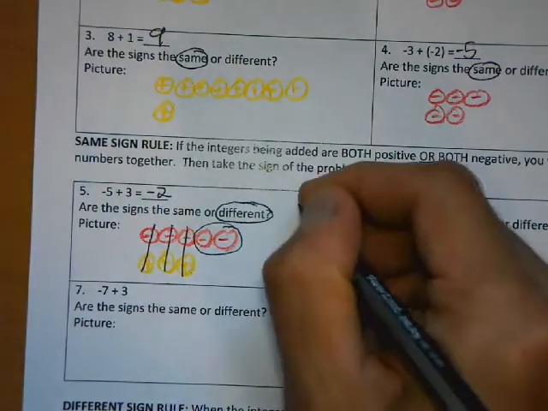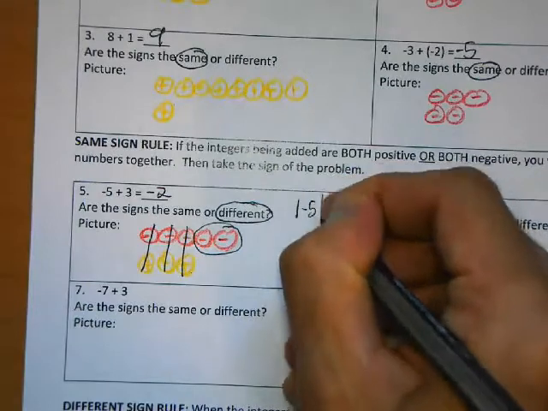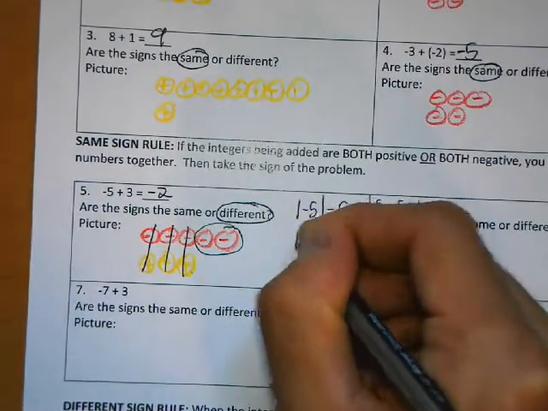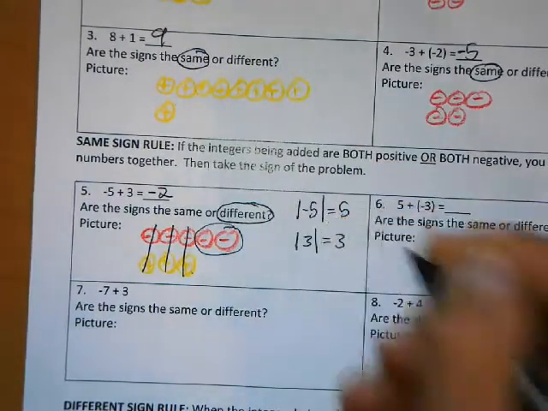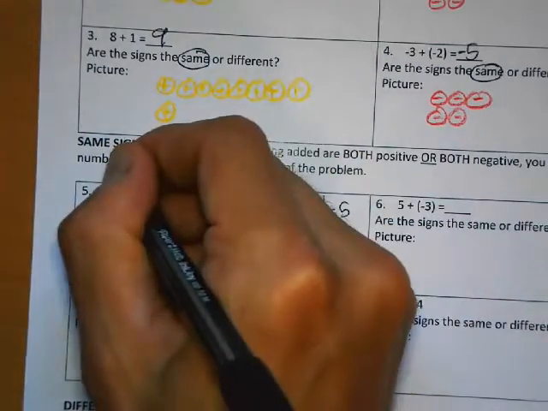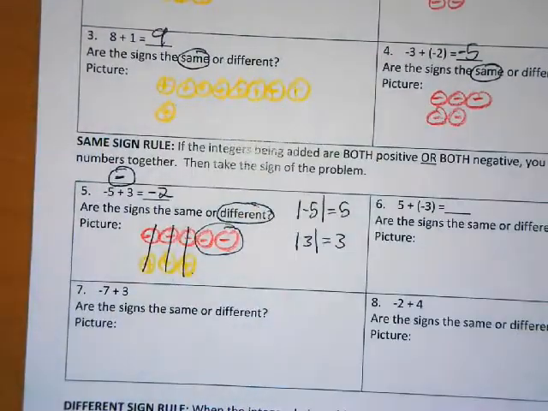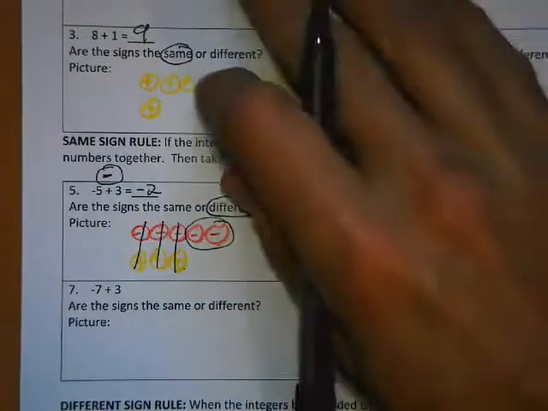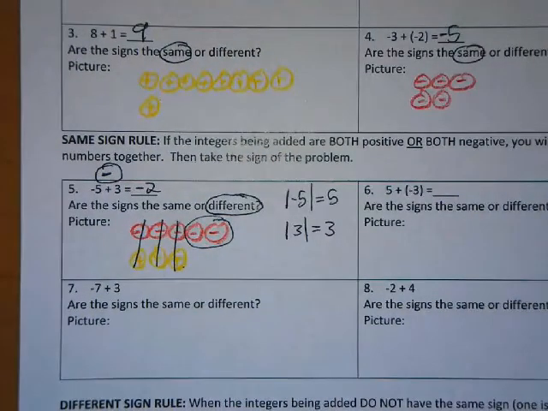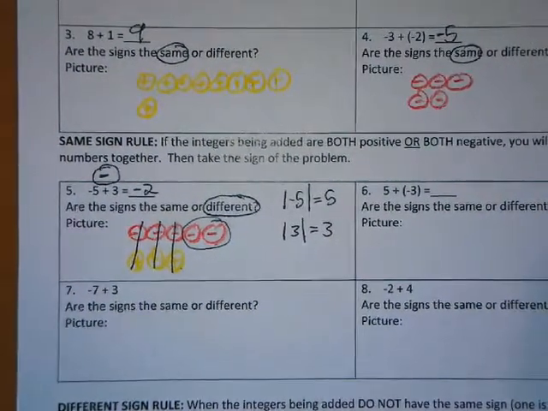And I can show that by using absolute value. The absolute value of negative 5 is 5, and the absolute value of 3 is 3. This tells us that the sign is going to be negative. And I like to put a negative over that problem just to indicate it. Let's look at the next one.